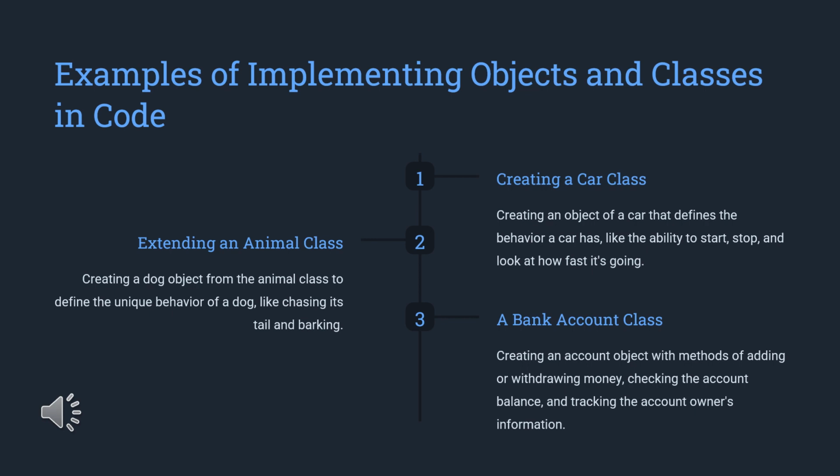We will now check some examples of implementing objects and classes in code. First, as we have mentioned before, creating a car class: creating an object of a car that defines the behavior of a car, like the ability to start, stop, and look at how fast it's going. On the other hand, we have extending an animal class: creating a dog object from the animal class to define the unique behavior of a dog, like chasing its tail and barking. Finally, a bank account class: creating an account object with methods for adding or withdrawing money, checking the account balance, and tracking the account owner's information.